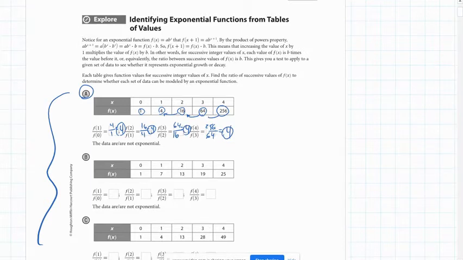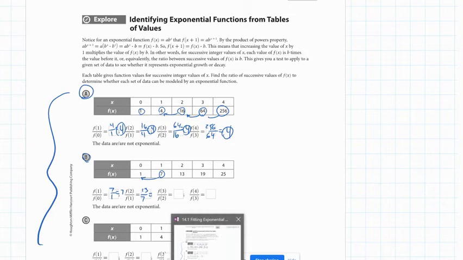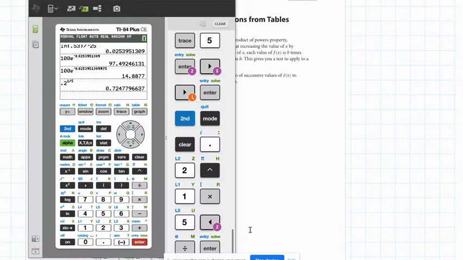And so when that quotient is the same or very close to the same, that suggests that our data is exponential. Okay, so now let's take a look at B. So if we look at the quotient of f of 1 to the y value before it, 7 divided by 1, that's 7. And then we have 13 divided by 7. That is not 7 for sure. Let's see what that is.